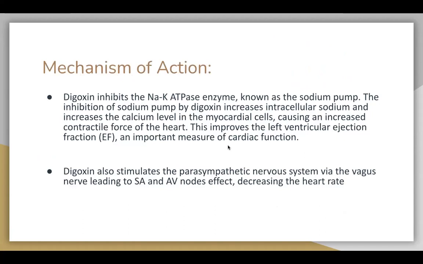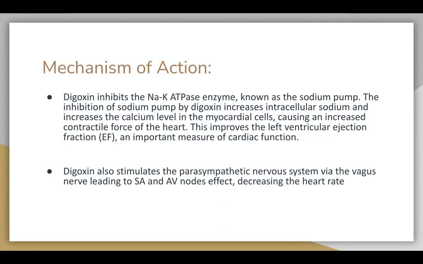All right, so the mechanism of action. Digoxin inhibits the sodium-potassium pump found in the myocardial cells of the heart. When this happens, intracellular sodium builds up in the cell, which allows intracellular calcium to build up in the cell as well. Since calcium is such a key player involved in muscle contraction, when the levels are increased, it causes the heart to contract harder each time it does contract.